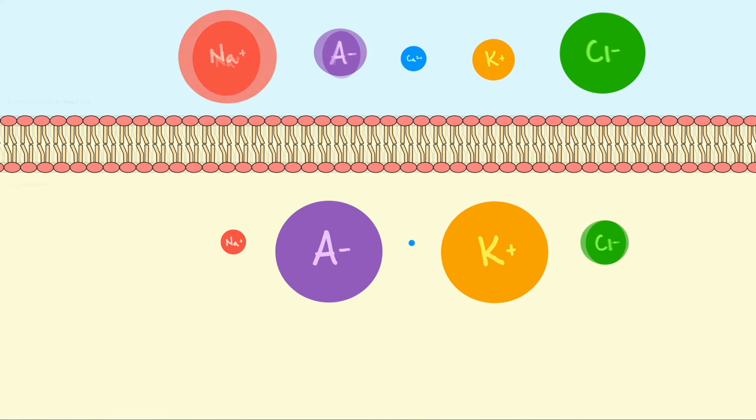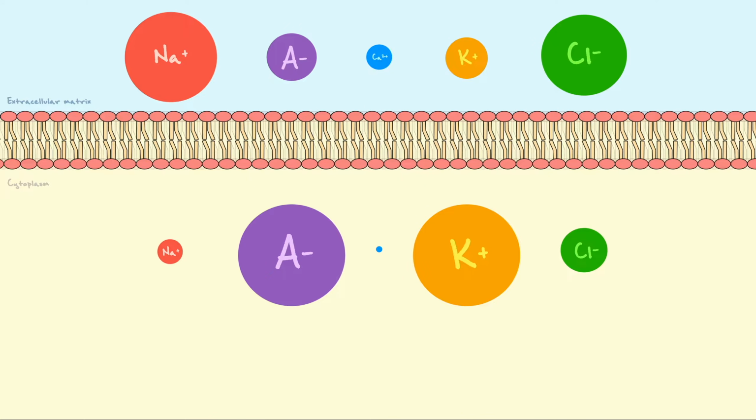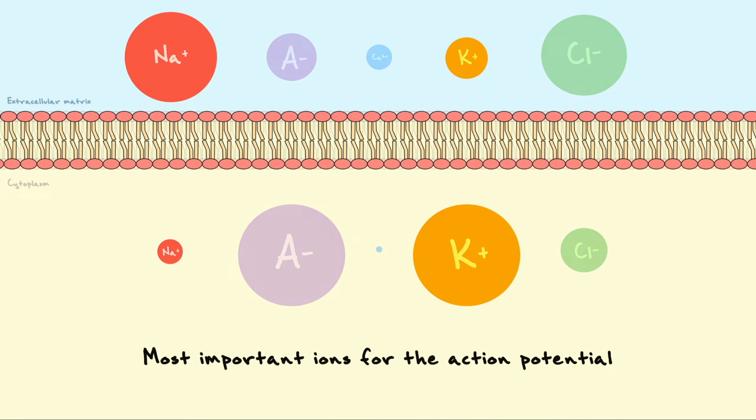Now, an important detail we have not discussed yet is how exactly do the ions end up distributed the way they are, and most importantly, how is this distribution maintained across the membrane? As you will see throughout this video, the most important ions when it comes to signaling and conducting the action potential are potassium and sodium. For that reason, let's first cover what mechanisms the cell uses to separate these two ions.